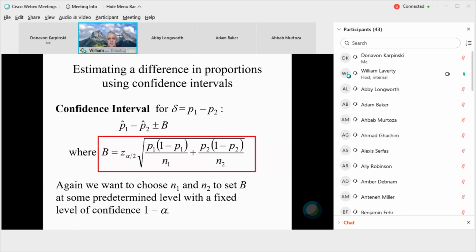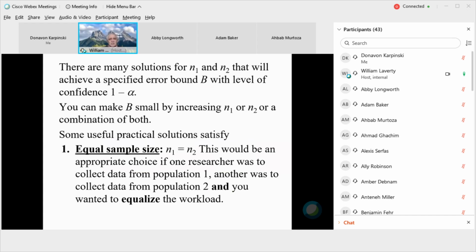So when you have two populations, you can make the error bound as small as you want by increasing N1 or increasing N2 or increasing a combination of both. So there are many solutions that will give an error bound of B, level of confidence of alpha. You can make B small by increasing N1 or N2 or a combination of both. So here are some practical solutions to this, so that there's just one solution.